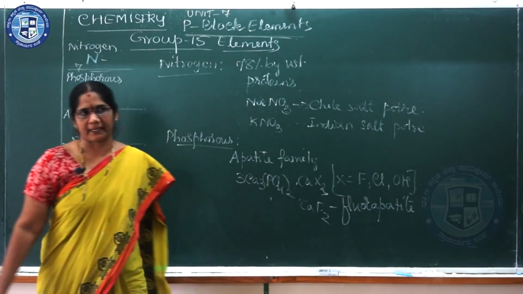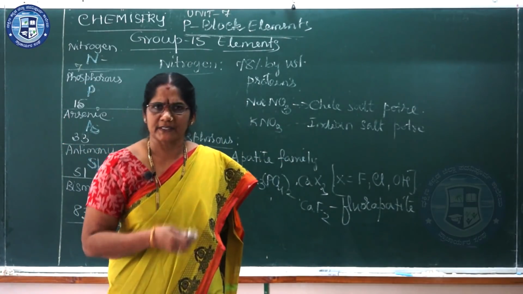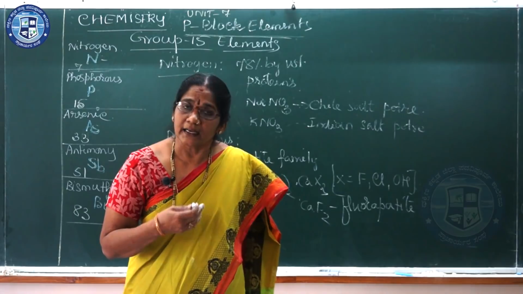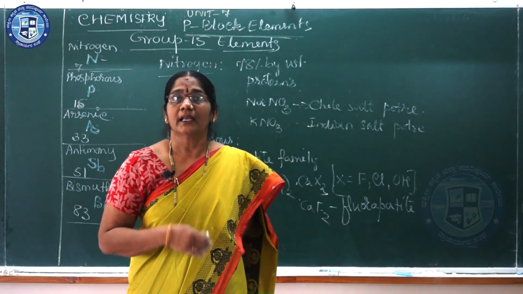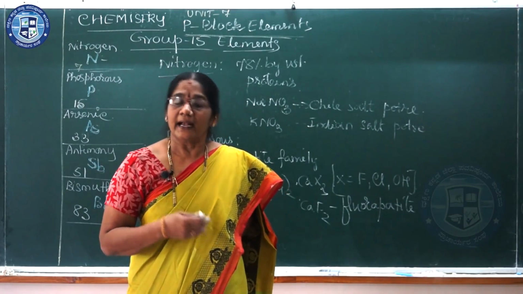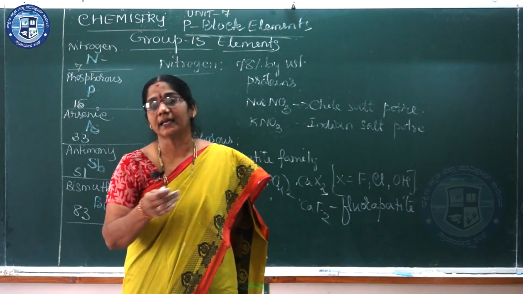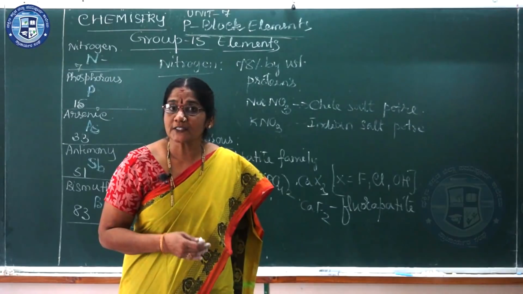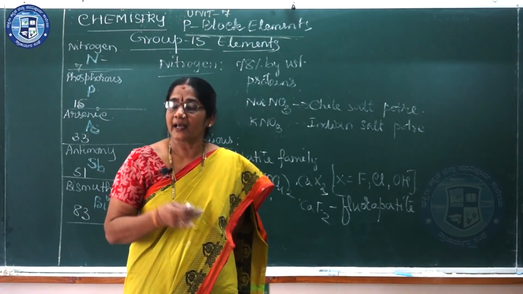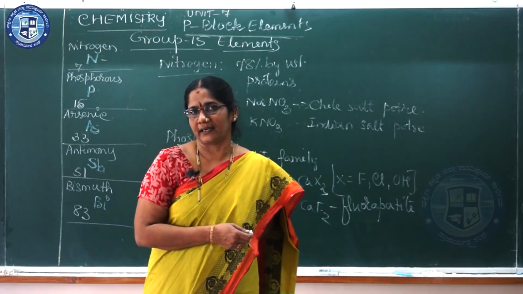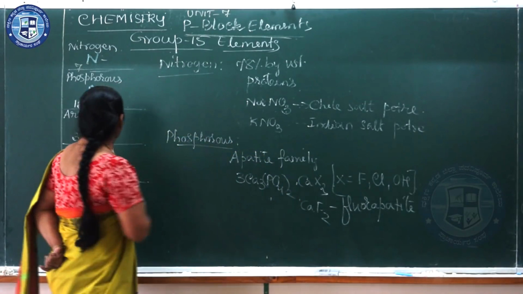Then phosphorus is present in living matter, in bone, and then phosphoproteins are present in egg, milk, etc. And phosphate linkages are present in DNA and RNA. So this is about phosphorus.